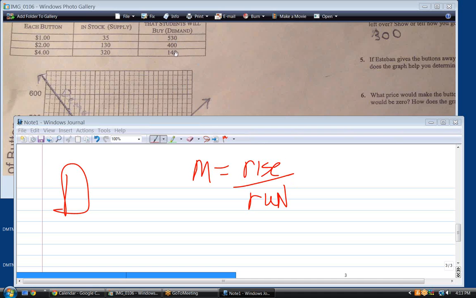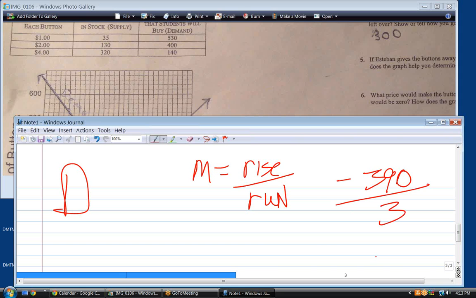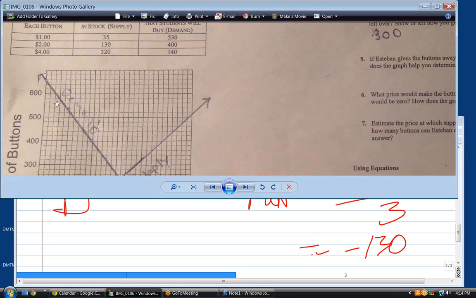The 530 minus 140, yeah, that's 390. But notice that it's going down, so you need a negative sign. We're going to divide that by 3, the difference between 4 and 1, which is going up, so that's a positive 3. This gives us a negative 130. And that jives with what we're looking at. We're looking at a negative slope, right? That's right.